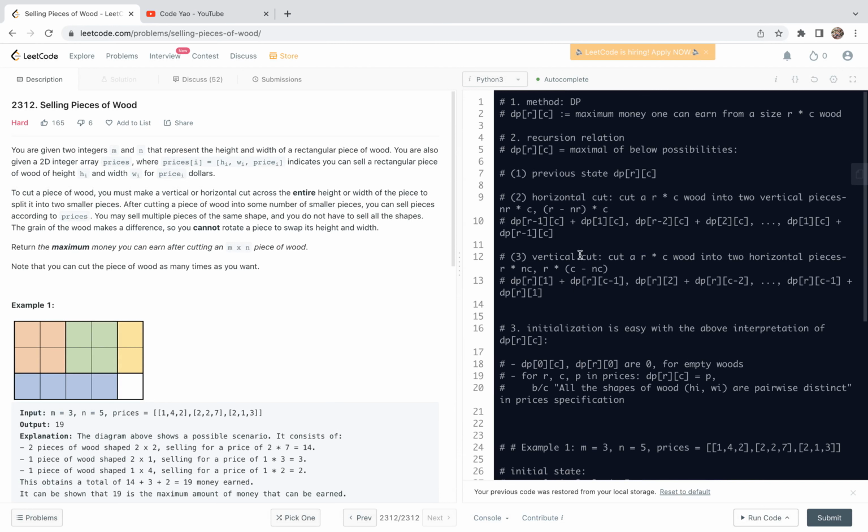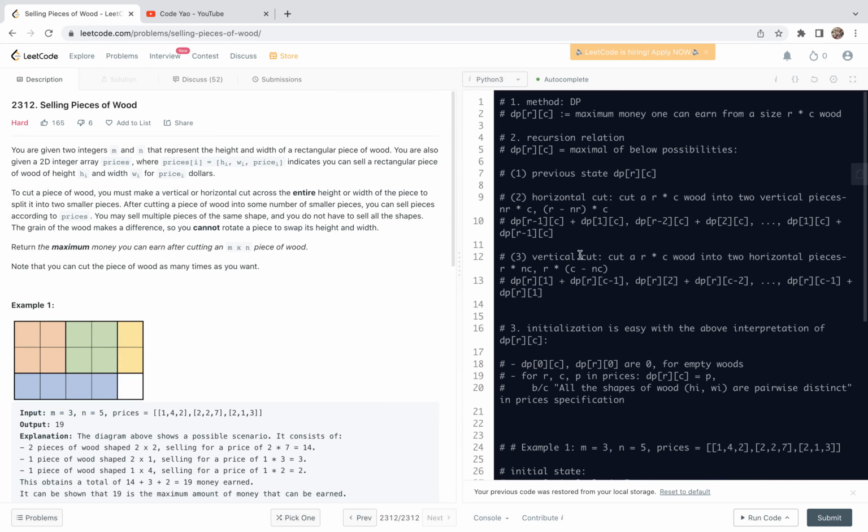Let's look at the problem 2312, selling pieces of wood. Here we are going to share a dynamic programming solution. First I'll go through the statement of the problem and emphasize some of the important points. Then we will look at the method and the main procedure. And finally we share the code and test the cases.